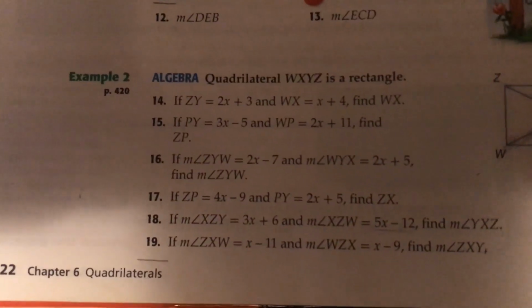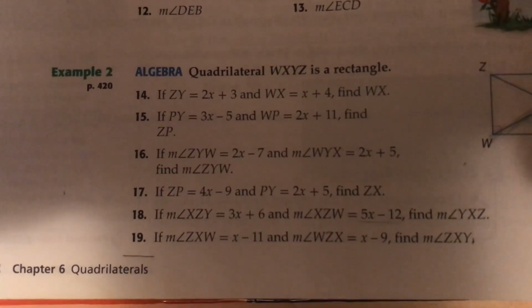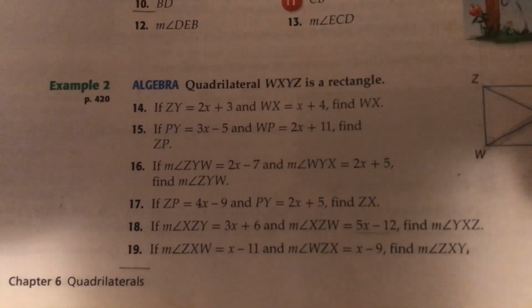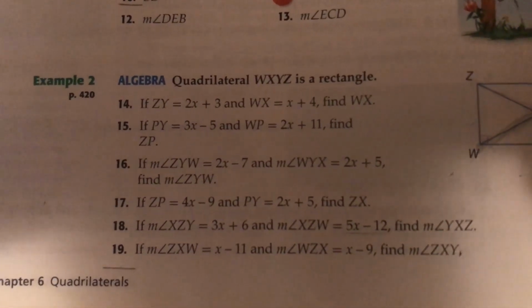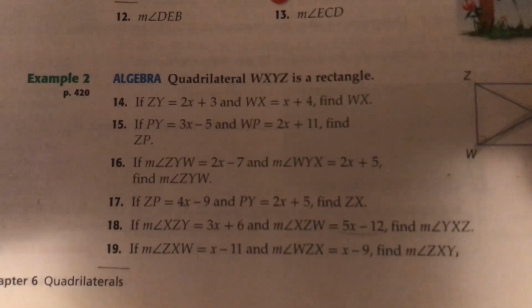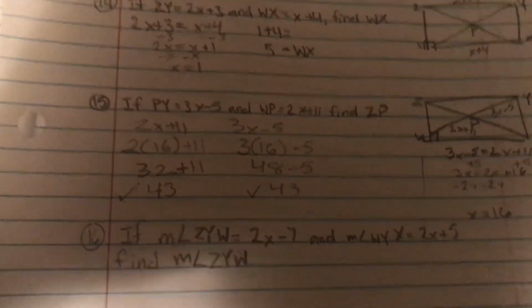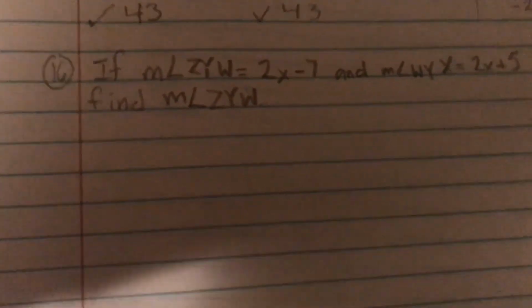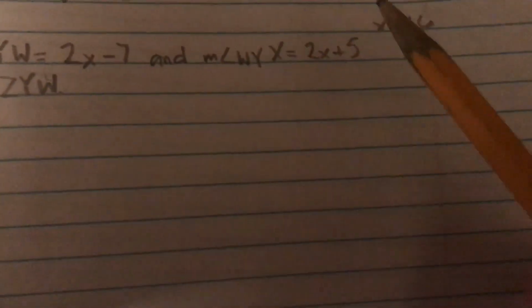Okay, number 16. If the measure of ZYW is equal to 2x minus 7 and the measure of WYX is equal to 2x plus 5, find the measure of ZYW. So I started the problem here, from the past video, which is number 16. Now, we're going to want to draw a picture. It is very important to visualize, especially in geometry.